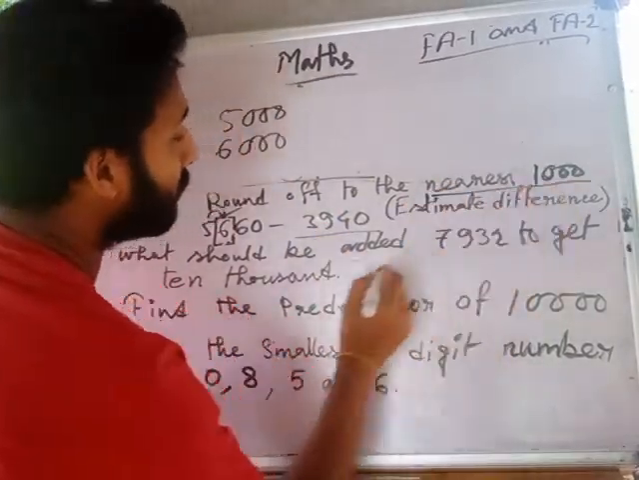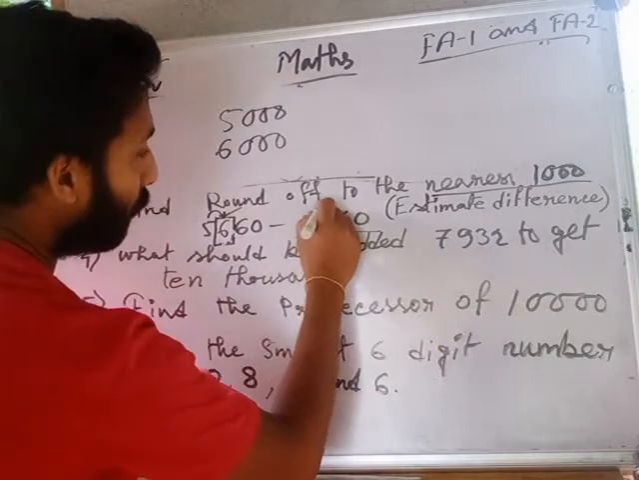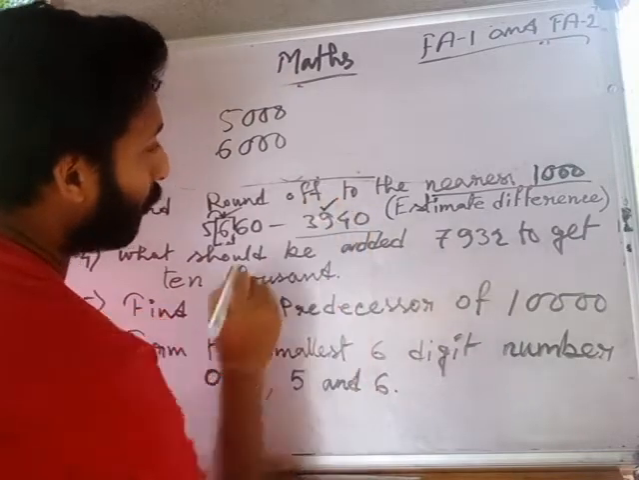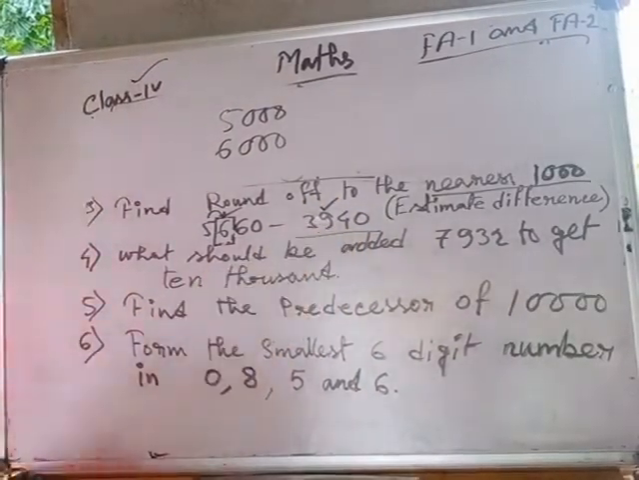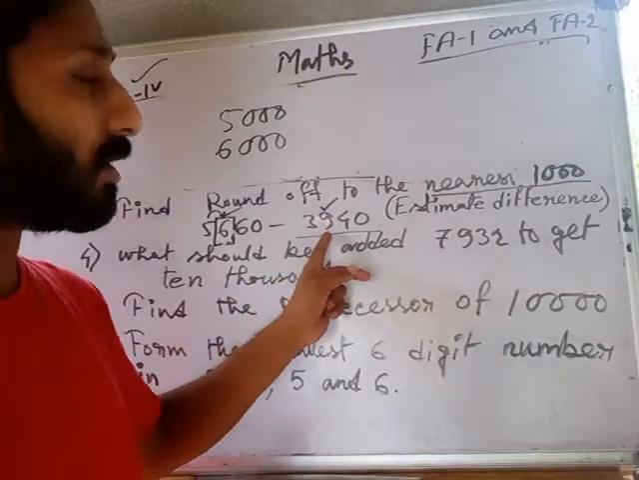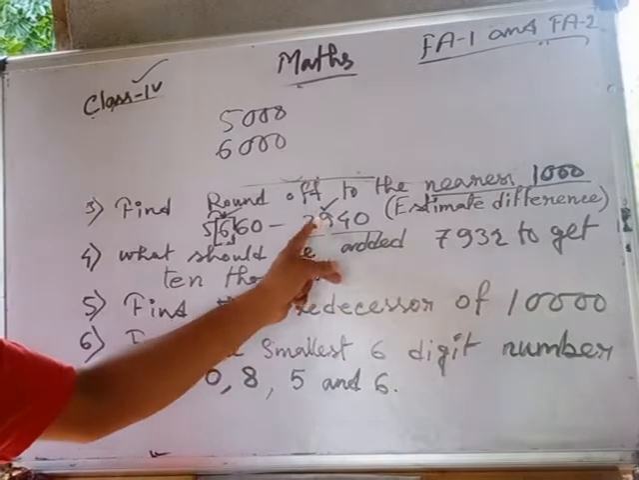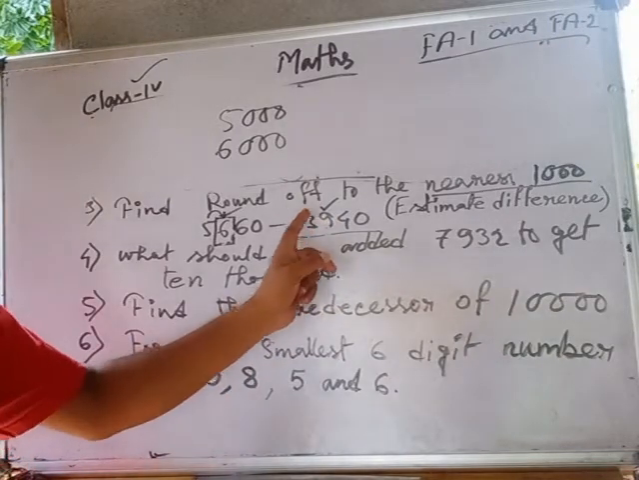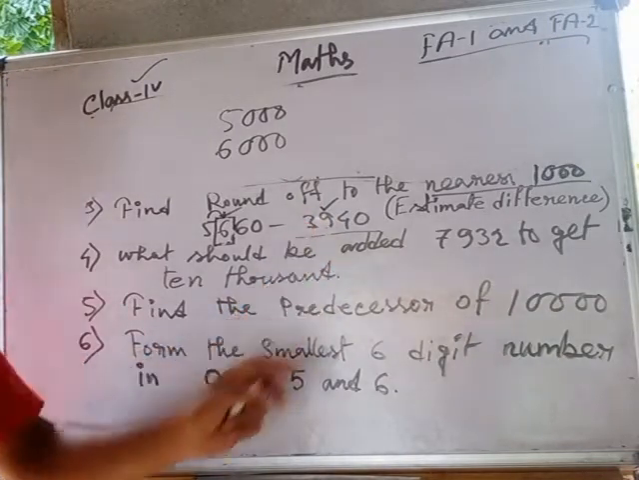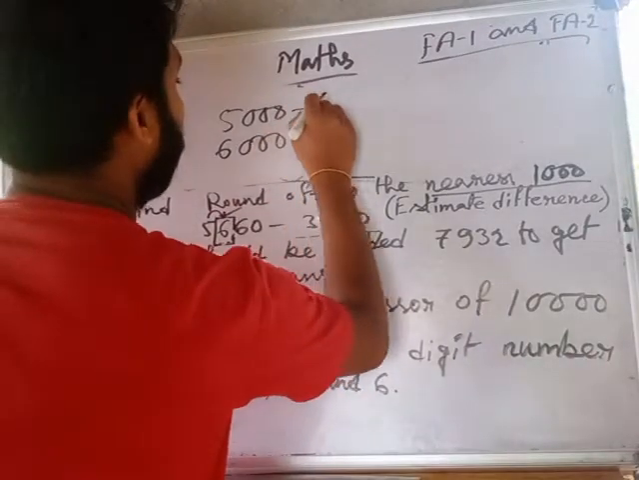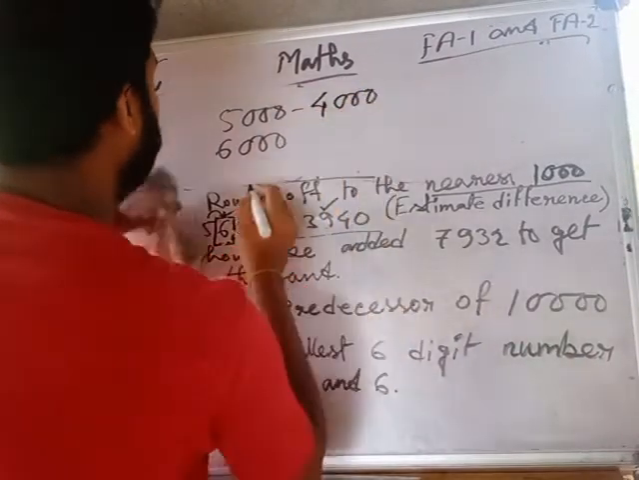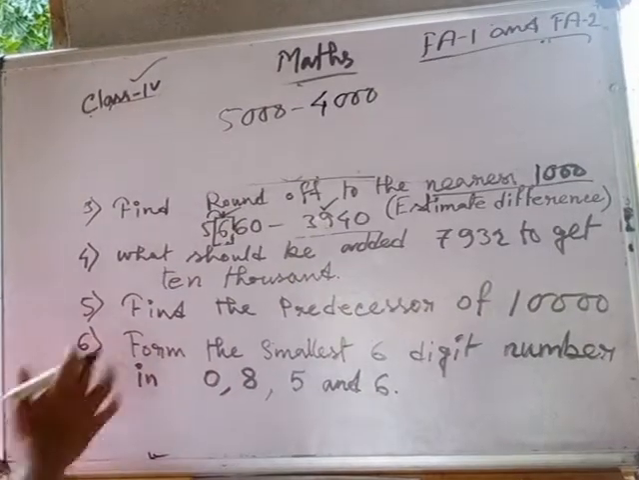Here it is also the nearest thousand. That means we should follow the hundreds digit. If the hundreds digit is 5 or more, 9 is obviously more than 5. That means it will go after 3, that is 4. So just after 3 it is 4, so it is 4,000. Do you understand?